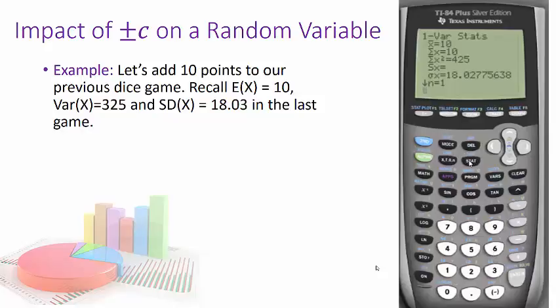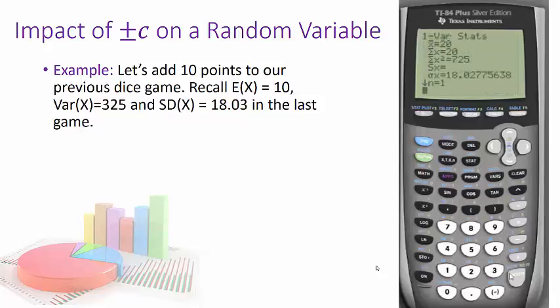So now I'm going to go back into my stats list and add 10 points to each of the values. Instead of doing it in the original list, I'm going to go over to list 3. So that's kind of like my new list 1. And so I'll have 10, 15, and 60. And recalculate my one var stats. I'm going to do list 3 this time because that has my new values in it, and comma, and then my probabilities are still in list 2.